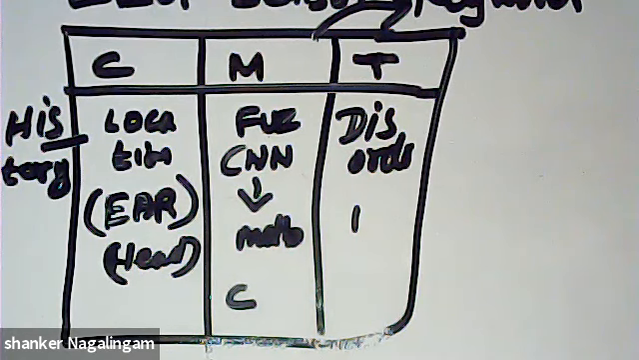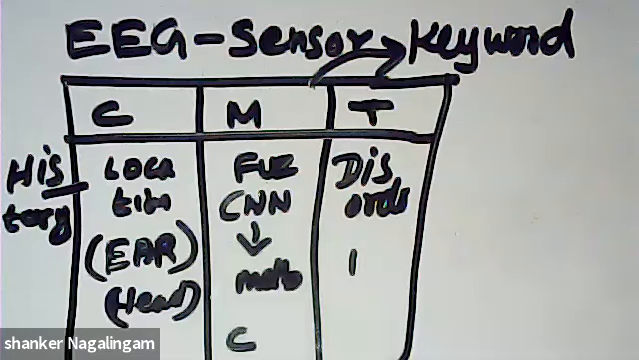I think you are able to understand very clearly that I can follow a chronological order, I can follow a methodological order, or I can follow a thematic order. Sometimes there will be confusion when your paper is like this.